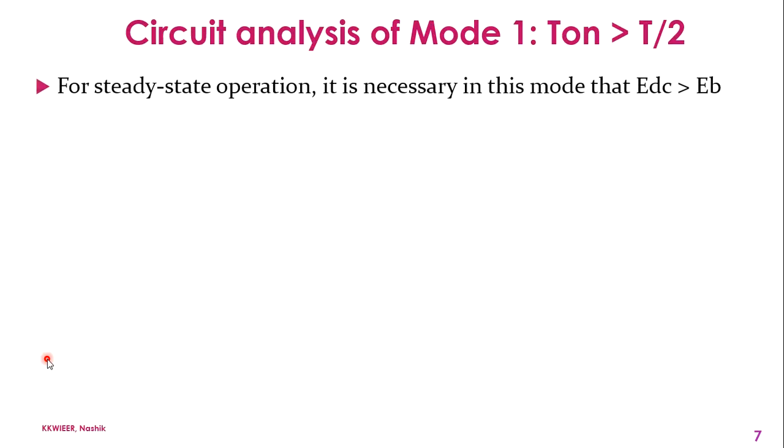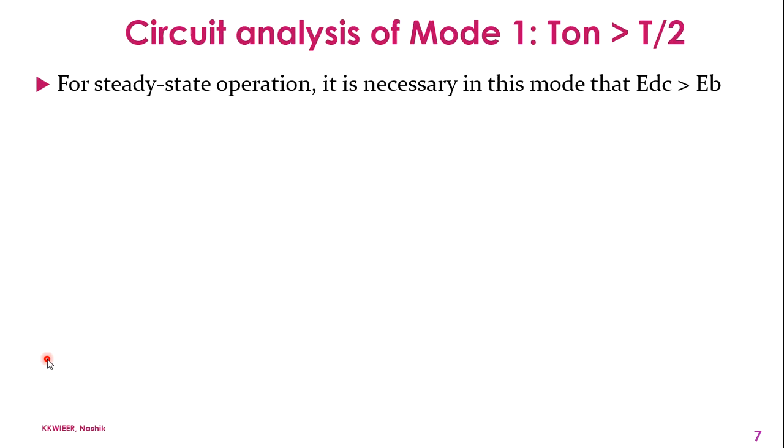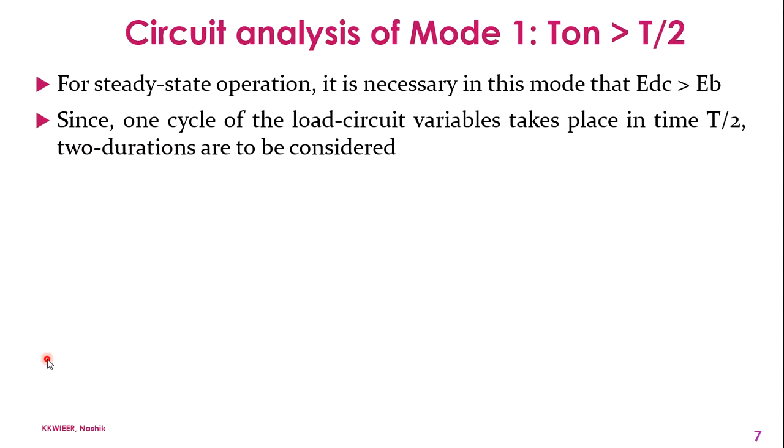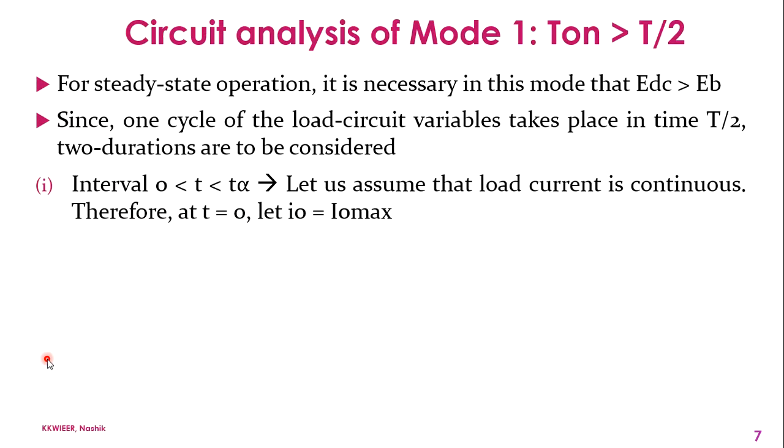Now the circuit analysis of mode 1, T on is greater than T by 2. For a steady state operation, it is necessary in this mode that the input voltage EDC should be greater than the back voltage EB. Since one cycle of load circuit variables takes place in time T by 2, we need to consider two durations. The first interval is T ranging from 0 to T alpha. Now let us assume that the load current is continuous in this interval.